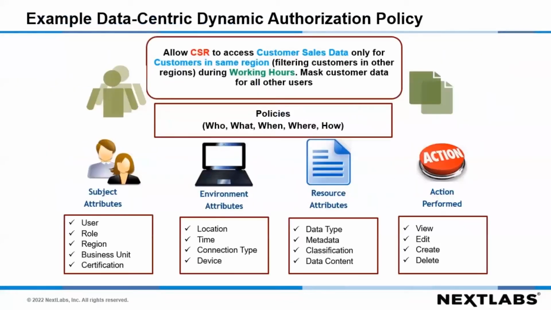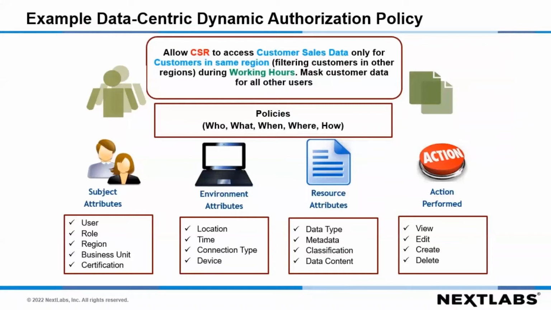Next, we have an example here of a data-centric dynamic authorization policy. At a high level, there are subject attributes. So these are attributes of the user. This may be their role, their title, their citizenship, their location, their business unit, what certifications they have. All of these are subject attributes.